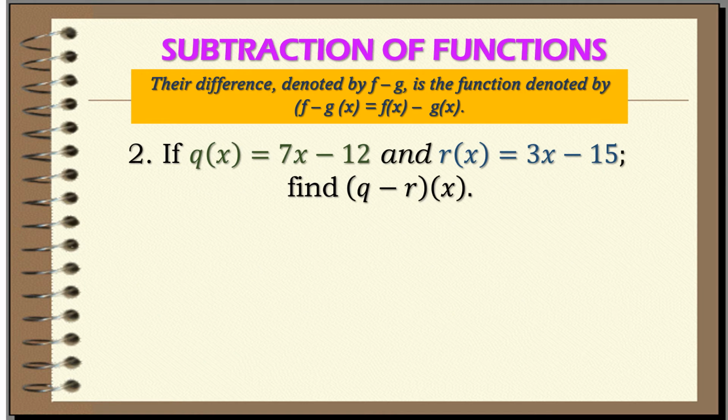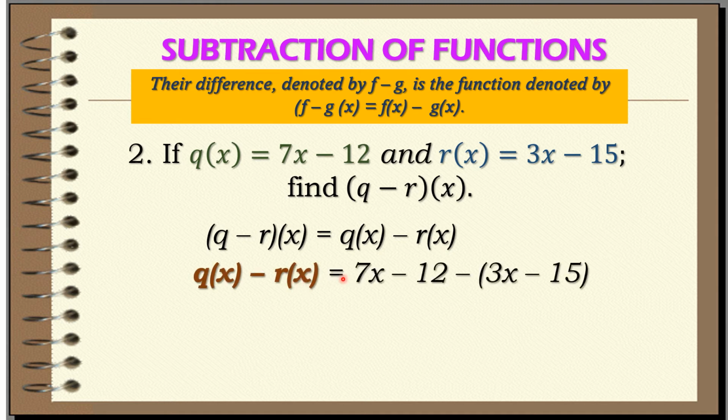Example number 2. So if q of x is equal to 7x minus 12 and r of x is equal to 3x minus 15, find q minus r of x. Okay, first thing to do is to define the operation, that is subtraction. We have here q minus r of x is equal to q of x minus r of x, and we write here on the left side of the next equation. That is equal to q of x is 7x minus 12 minus the quantity, the function r of x, that is 3x minus 5.